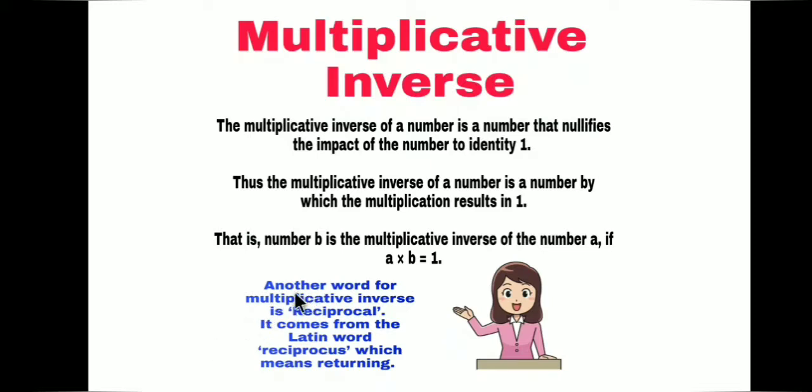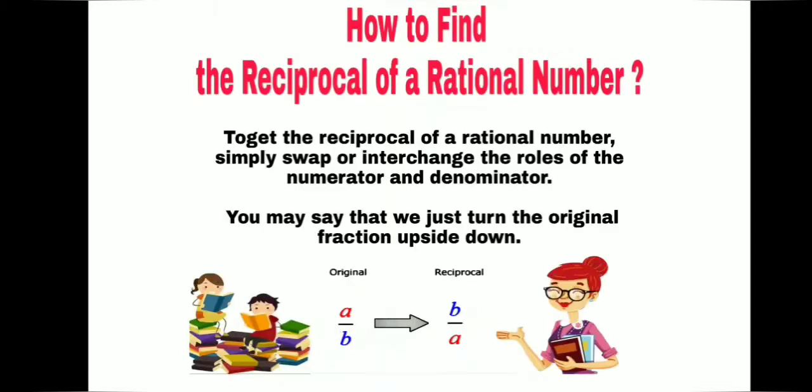Another term for multiplicative inverse is reciprocal. We say that B is the reciprocal of A if the product of both the rational numbers A and B is 1. Now, how do you find the reciprocal of a rational number? To get the reciprocal of a rational number, simply swap or interchange the roles of the numerator and denominator. You may say that we just turn the original fraction upside down.